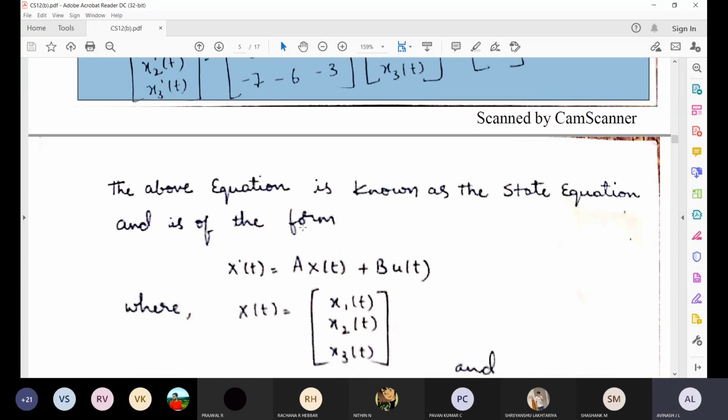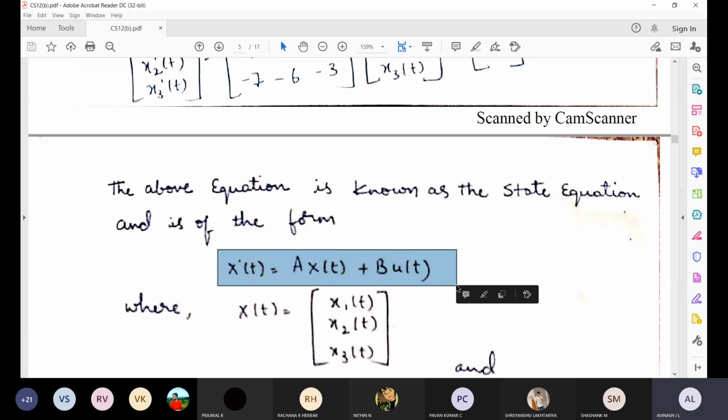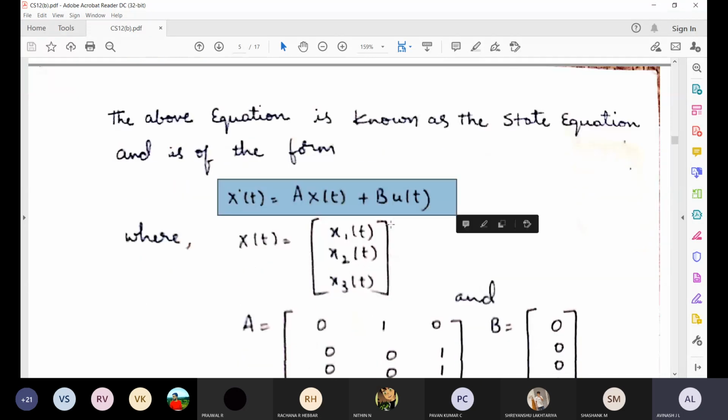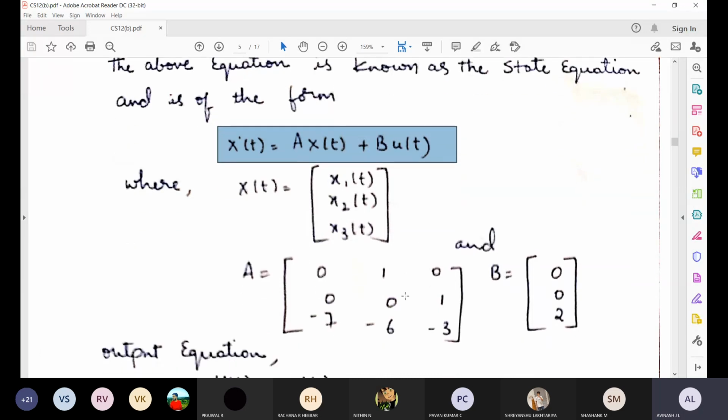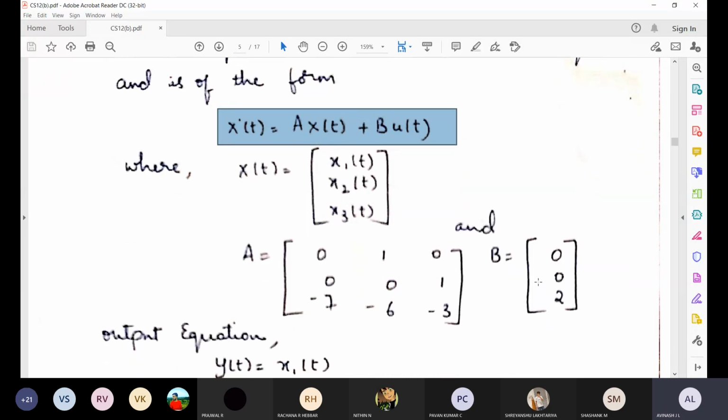So once you have written this, the above equation is known as the state equation, and it will be in the form x dash of t equals A into x of t plus B into u of t. This is in the form of this one. Where x of t will be equal to x1, x2, x3, where A is equal to this one, and B equal to the coefficient.